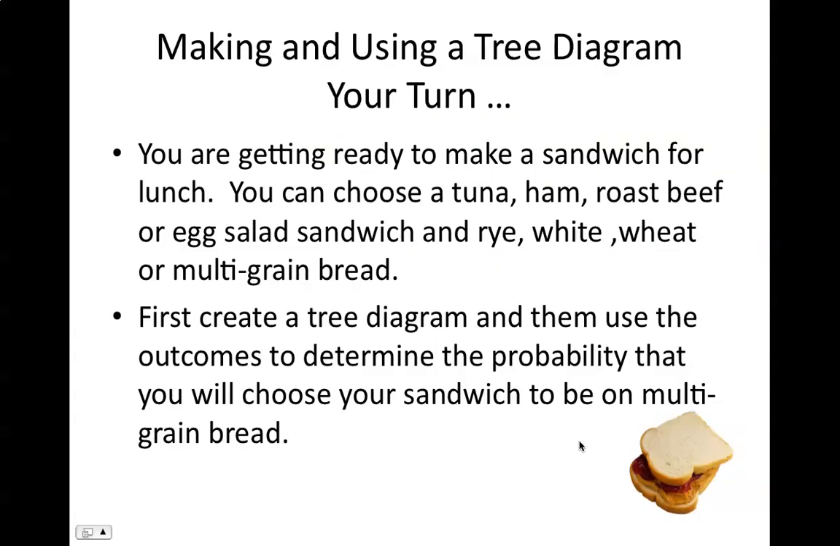Alright, and finally we're going to have you get a chance here. So you making and using a tree diagram, your turn. In this case, you're going to be choosing different types of sandwiches and different types of breads. So read this question, go ahead and complete it on your own, and we will go over the answer tomorrow in class. Good luck. This is the end of lesson 3, and we will answer any questions you have tomorrow. All right, good luck. Thank you.